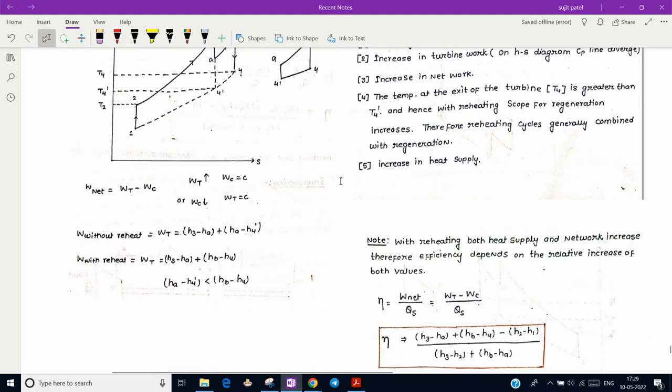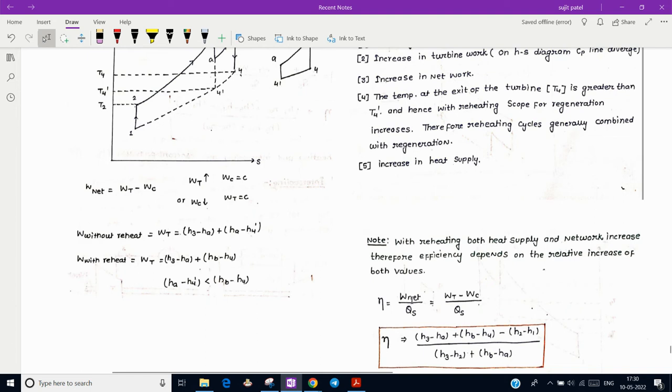So what about efficiency? Here we are getting an increase in turbine work, but we have to supply additional heat also. That means heat supplied is increased, as well as turbine work is increased. So we can't say exactly that the efficiency will surely decrease or increase. It will depend on the relative increases in both the values.